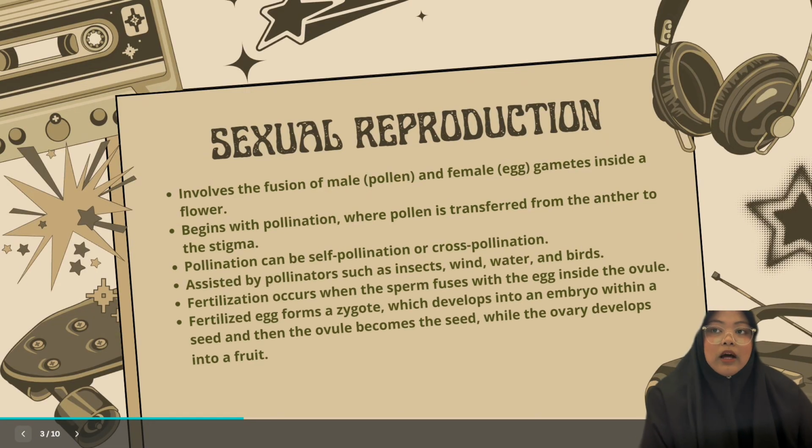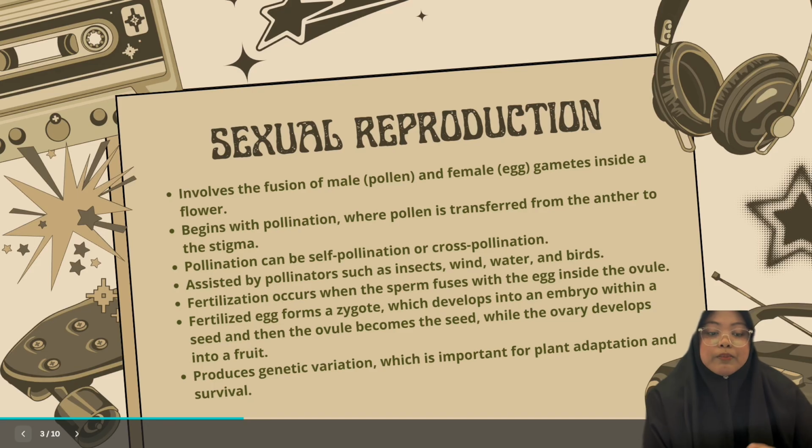Next, I will briefly talk about sexual reproduction, which is one of the methods of plant propagation. Sexual reproduction involves the fusion of male pollen and female egg gametes inside the flower. Sexual reproduction has its own process. It begins with pollination, where pollen is transferred from the anther to the stigma. Pollination can be self-pollination or cross-pollination.